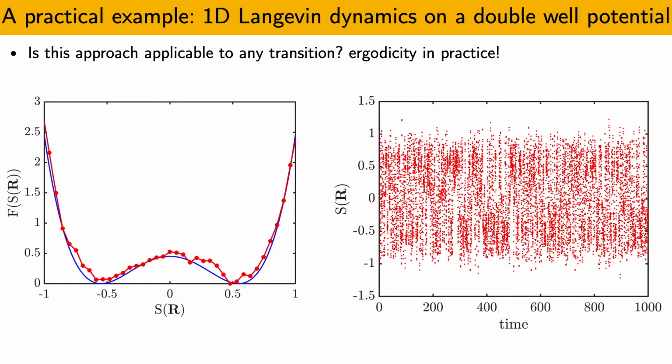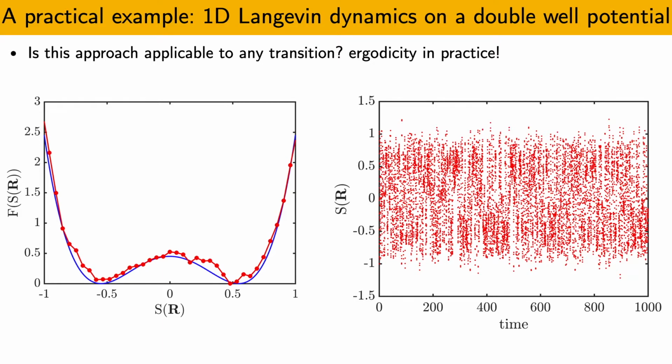Is this approach applicable to any transition? Let us examine what happens when we increase the height of the free energy barrier that is separating the two metastable states, while keeping constant the computational resources at our disposal to estimate the free energy surface. In other words, by keeping constant the length of the trajectory that is sampling S through Langevin dynamics.